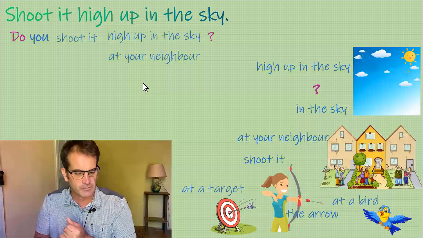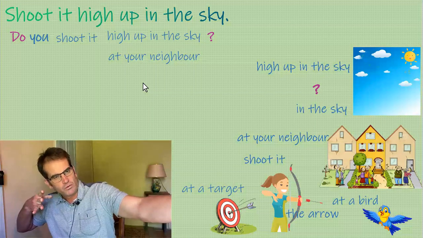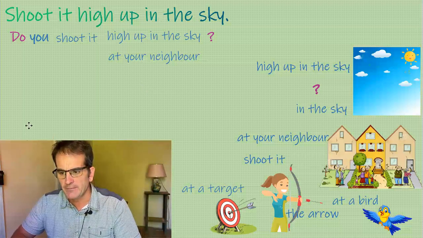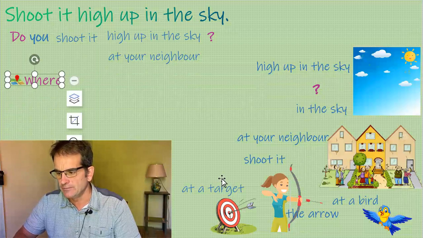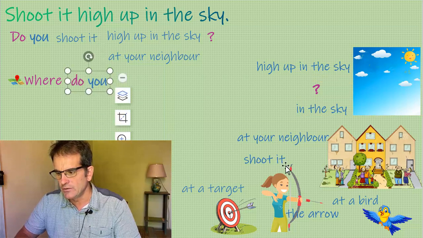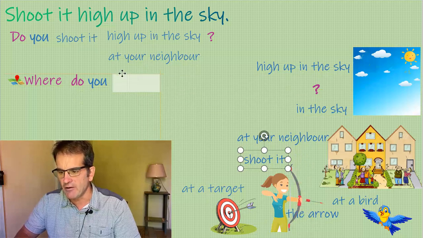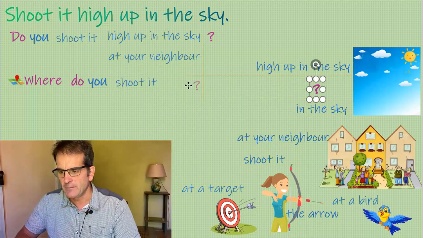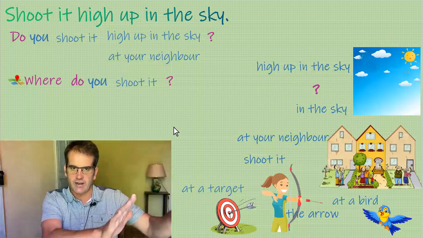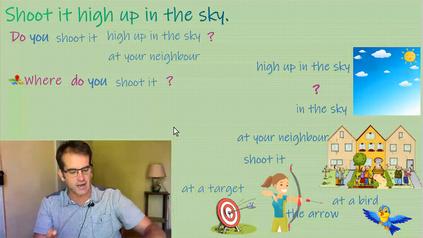All right. Well, do you shoot the arrow at your neighbor or high up in the sky? Where do you shoot it? Or where do you shoot the arrow? Okay, well, not at your neighbor. You don't shoot the arrow at your neighbor. You shoot the arrow high up in the sky.